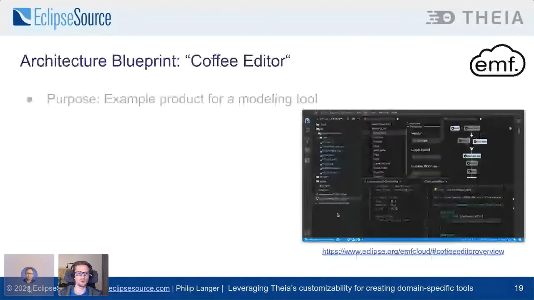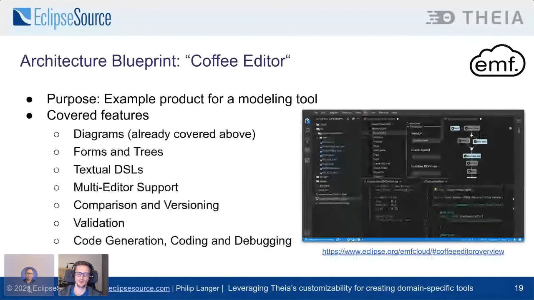This example blueprint is available open source, essentially, and I think Vincent in his talk mentioned it yesterday as well, that it was very useful for him too, to get started into that direction. So check it out. It covers many, many different use cases, ranging from diagrams, as we've already seen before, but also forms and trees and stuff, many, many more. I will show a few of them in a second.